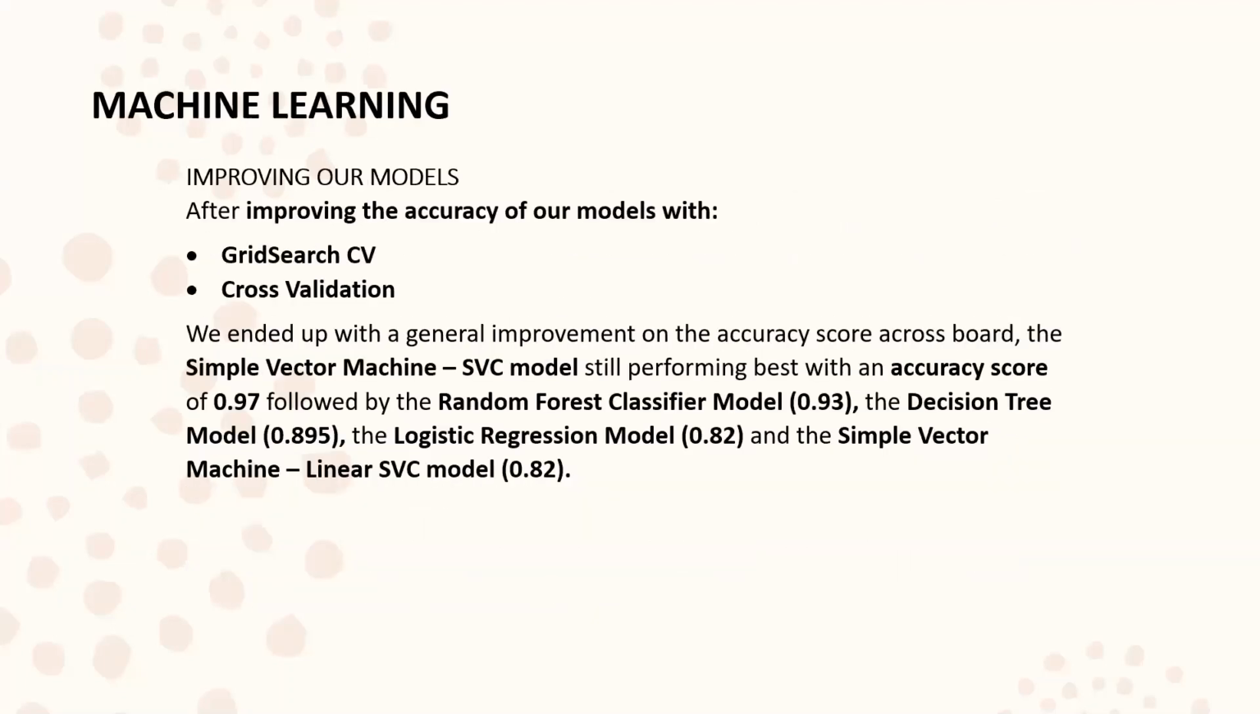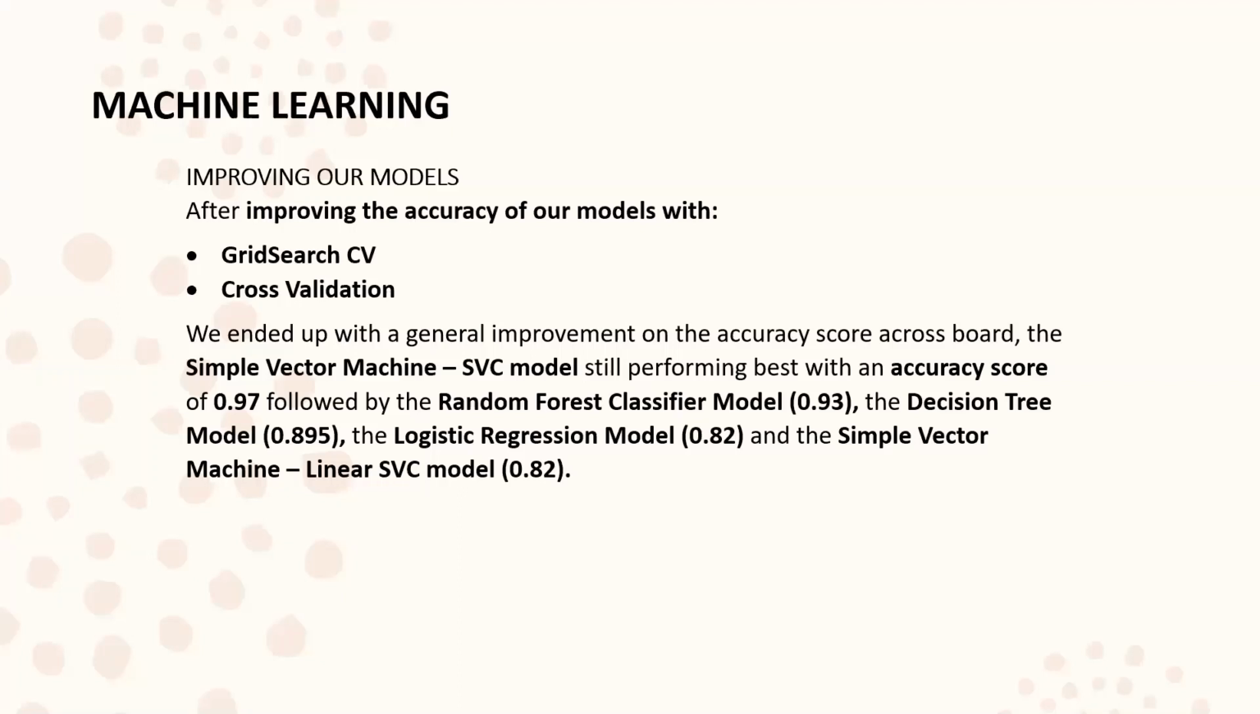After that, we also tried improving our models' accuracy with grid search CV and cross-validation. The grid search didn't really have much of an effect on the logistic regression and the linear SVC model. But when we used it on the SVM SVC model, we noticed a jump in its accuracy score from 0.8 to 0.92.